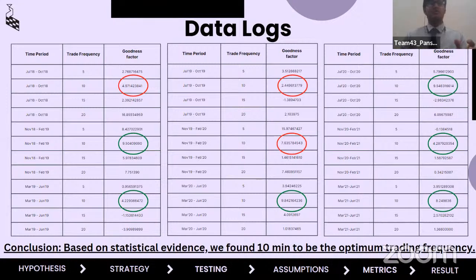Also, in order to test the robustness of the hypothesis, we divided a 3-year time frame into 12 periods of 4 months each, and then judged it using the goodness ratio that we have defined previously. We can see that with a trading frequency of 10, we are able to get relatively better results than other frequencies if we compare it using the goodness factor. Next slide.